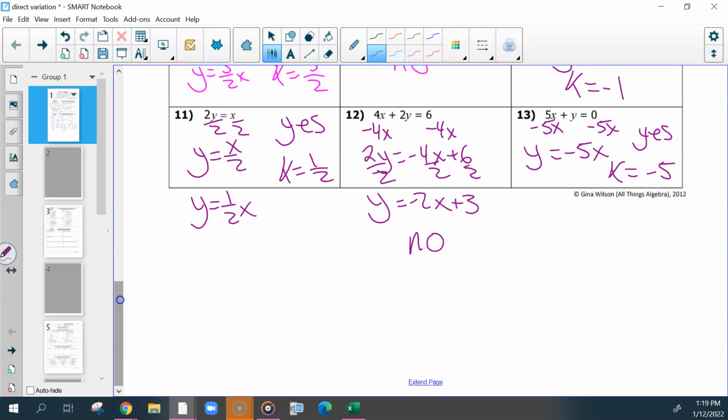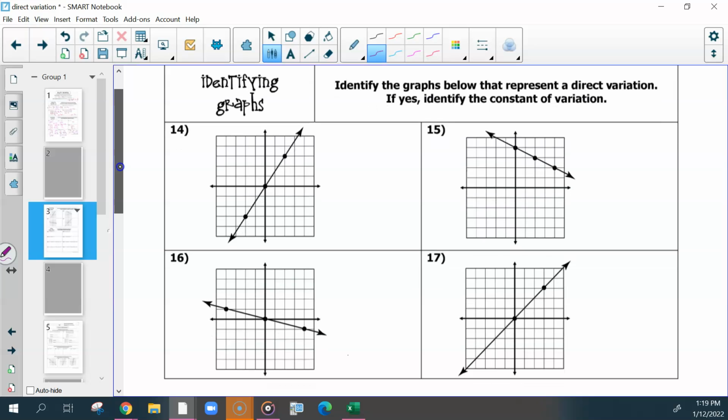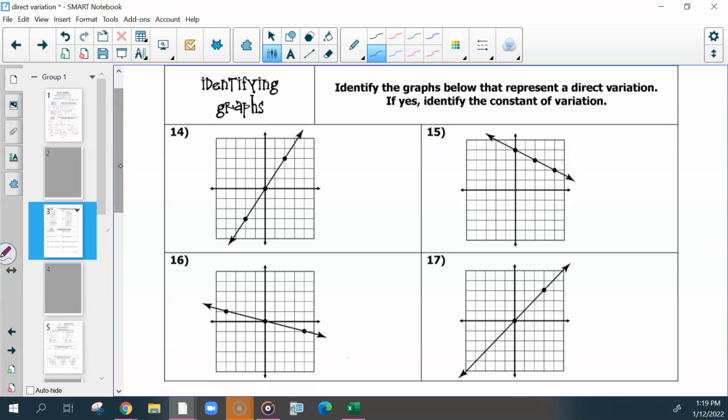The next part of this is from graphs. So same rules, it has to be a line, it has to go through the origin. So if it isn't one of those two things, it can't be a direct variation. So for 14, would that be a direct variation? Yes. And if it is, we have to find a constant k. Remember, your k is like your slope, so we have to count our slope.